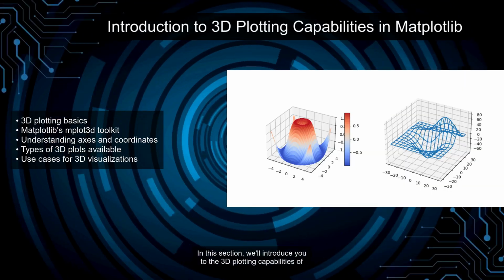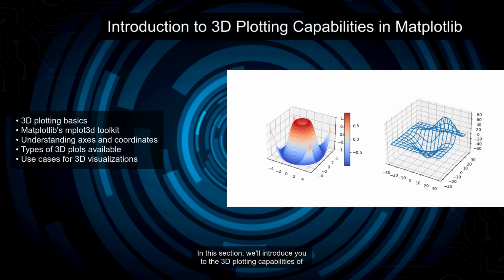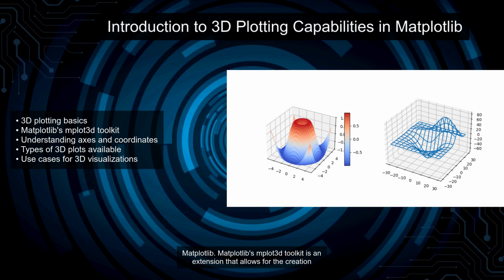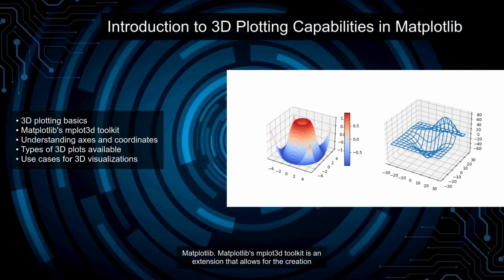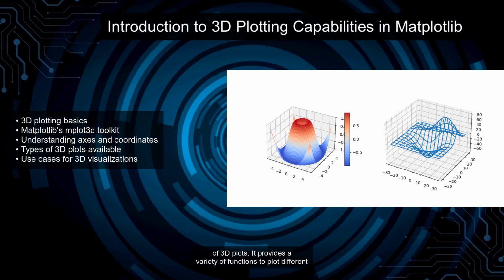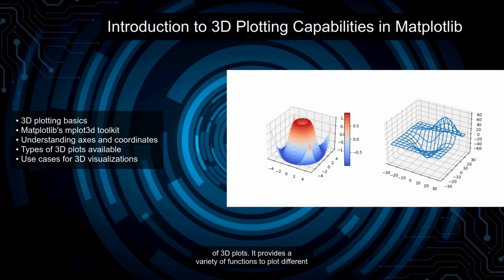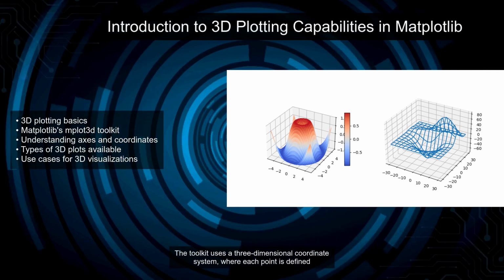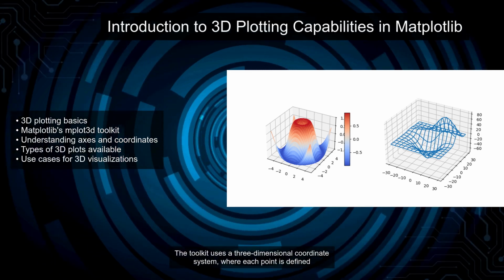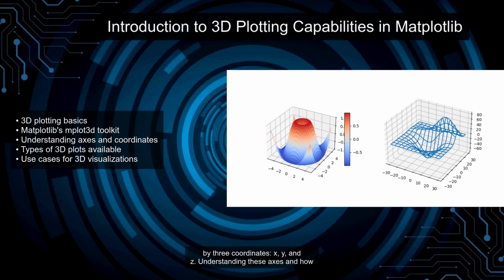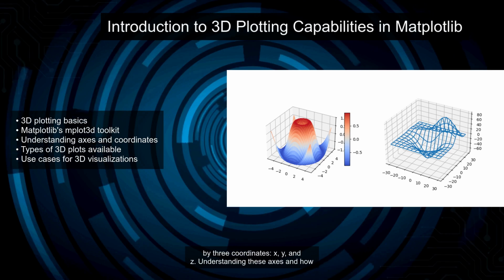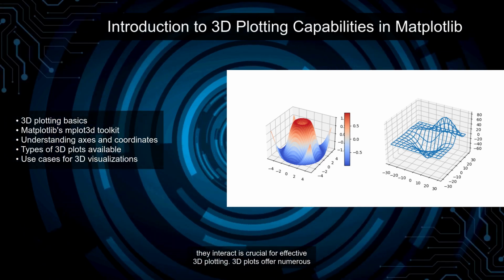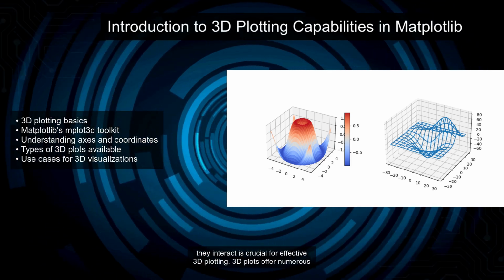In this section, we'll introduce you to the 3D plotting capabilities of Matplotlib. Matplotlib's mplot3d toolkit is an extension that allows for the creation of 3D plots. It provides a variety of functions to plot different types of 3D graphics, such as lines, scatter plots, surfaces, and wireframes. The toolkit uses a three-dimensional coordinate system, where each point is defined by three coordinates, x, y, and z. Understanding these axes and how they interact is crucial for effective 3D plotting.